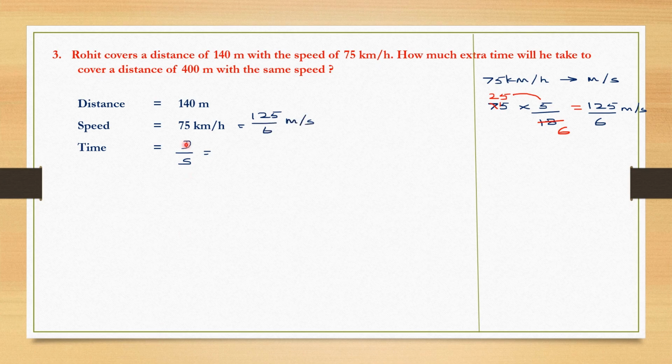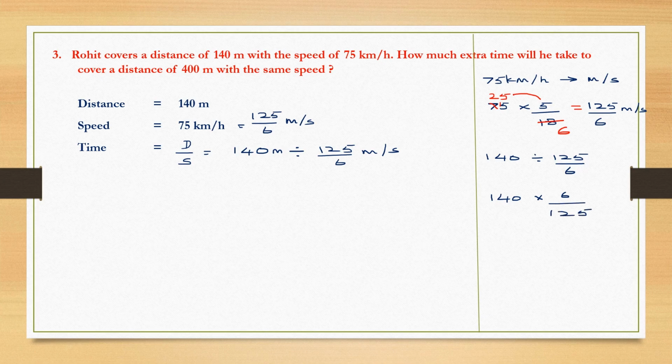So now can you see the units are all the same. Here you have meters, here also you have meters. So time is distance divided by speed. Distance is 140 meters divided by 125 by 6 meter per second. Now let's do that division. 140 divided by 125 by 6. Division changes to multiplication, reciprocal 6 by 125.